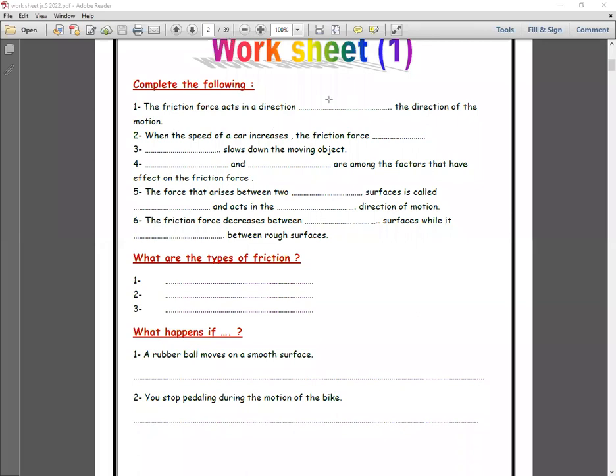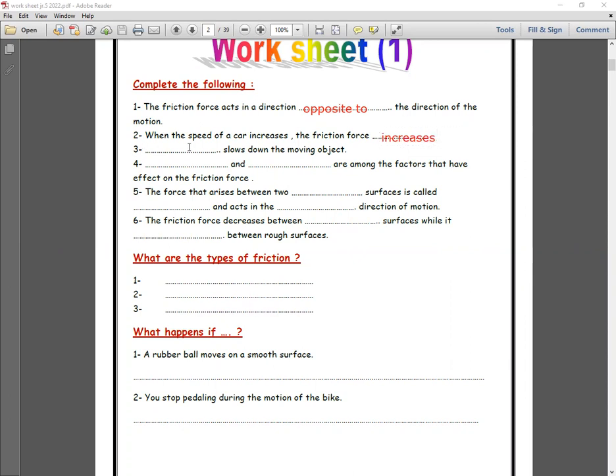The friction force acts in a direction opposite to the direction of the motion. Number 2, when the speed of a car increases, the friction force, we said, increase or decrease? So increases.